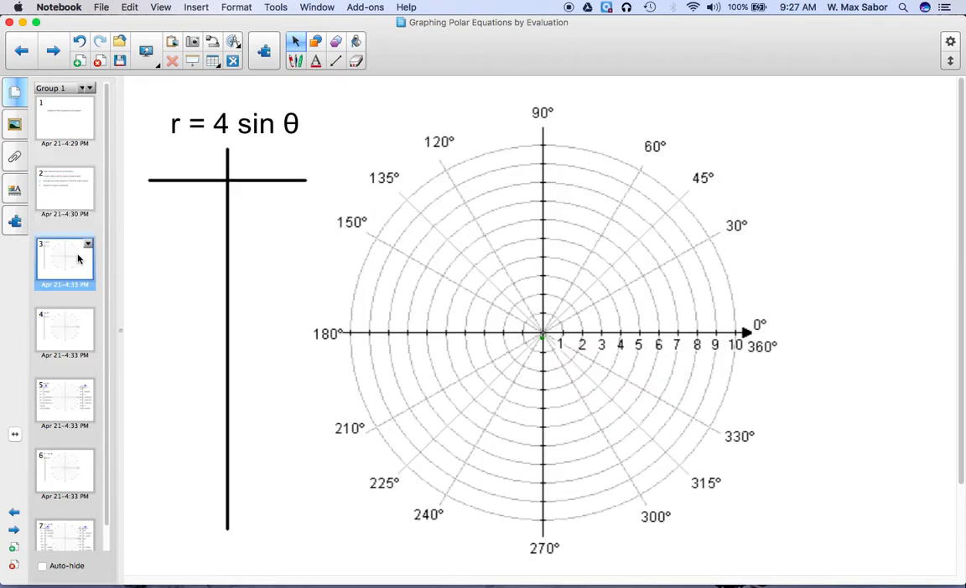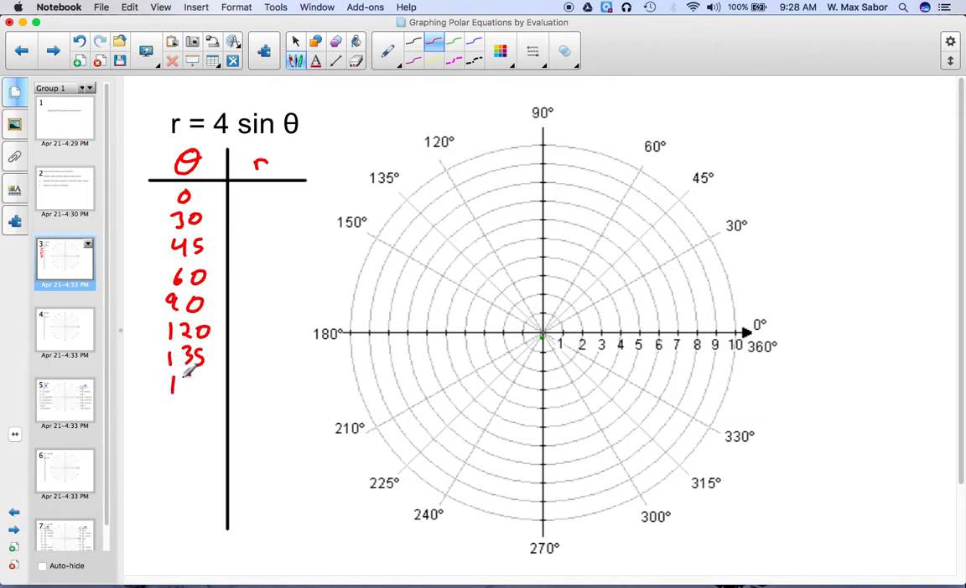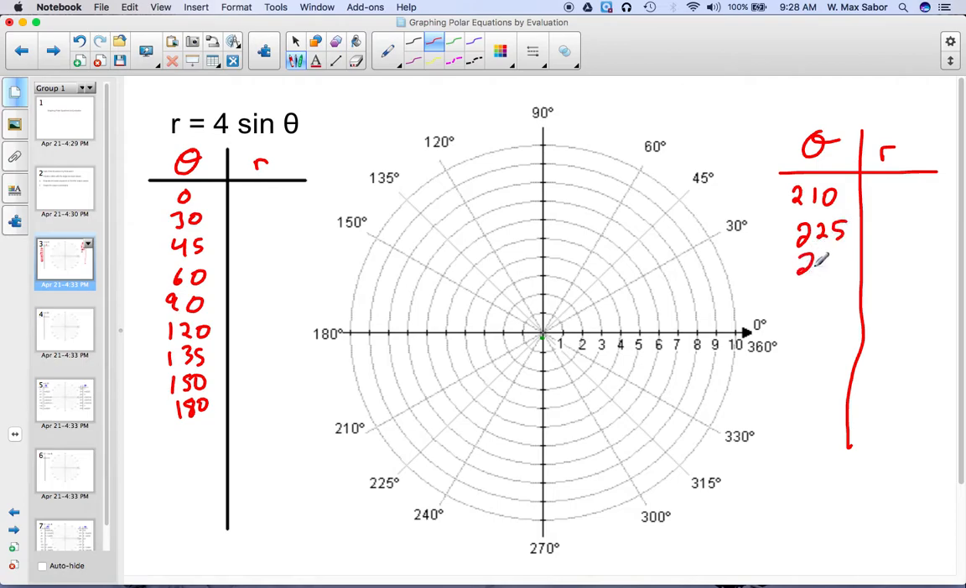So if we have something like r equals 4 sine theta, what we're going to do is create a table with theta and r, plug in some values, 0, 30, 45, 60, 90, 120, 135, 150, 180, and then continue with 210, 225, 240. In order to get a thorough graph, it's important to include as many points as possible, because some of these do not appear the way you expect them to.